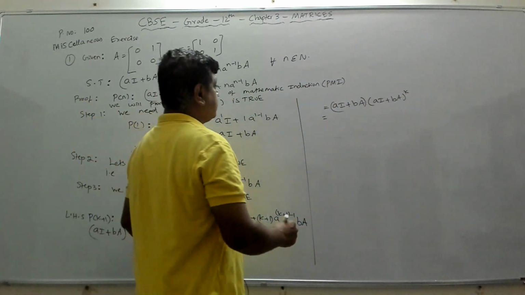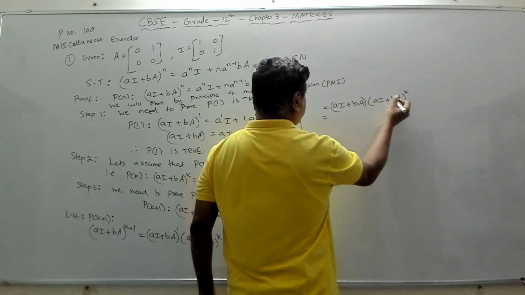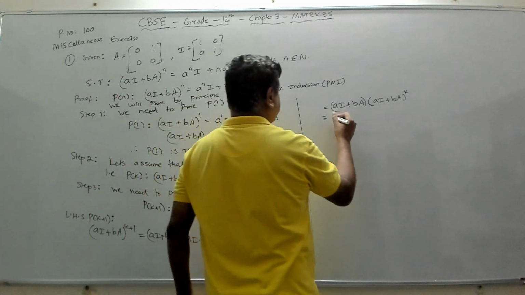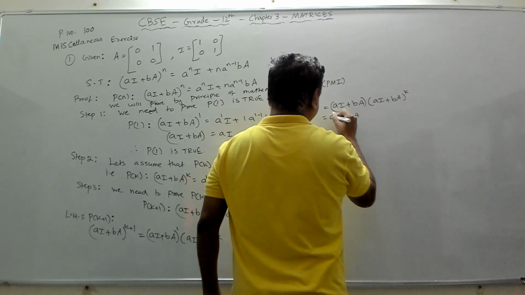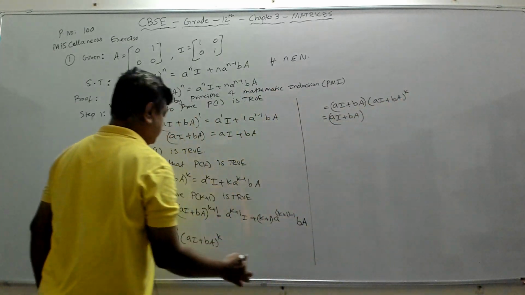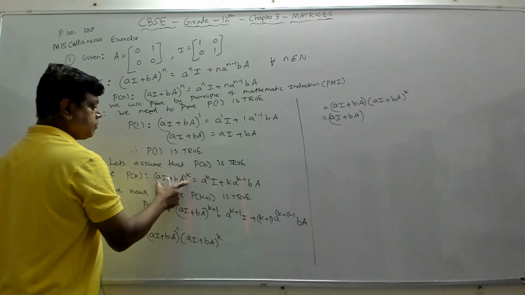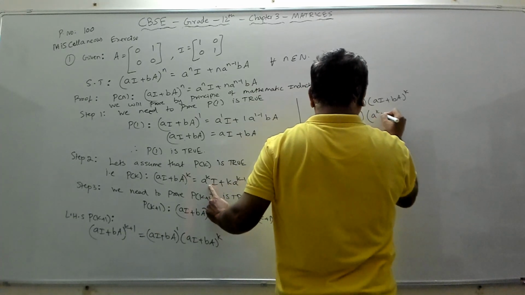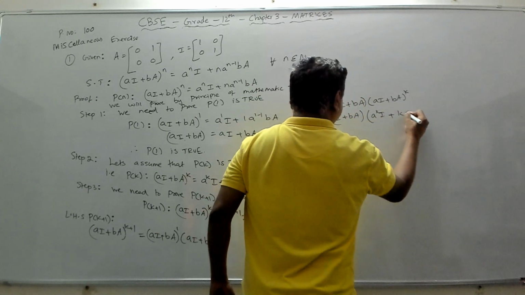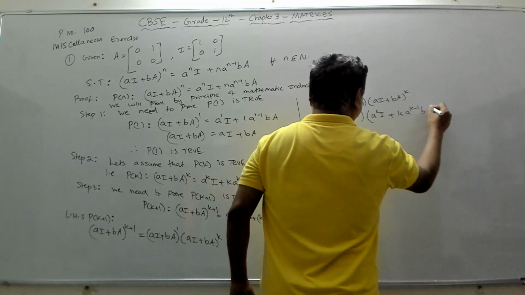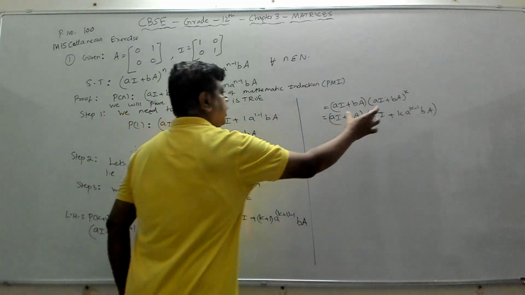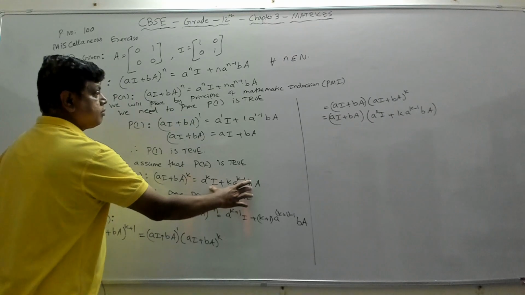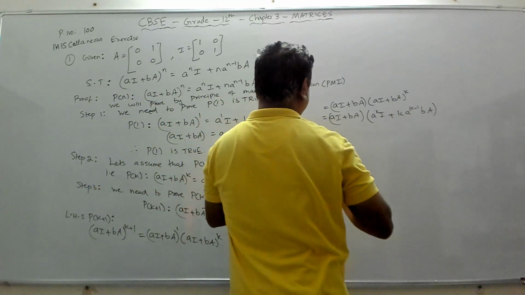Before multiplying these two, let's apply: what is (aI plus bA) power k? I can put this. So this will become (aI plus bA) into the value of (aI plus bA) power k. We'll substitute this in the place of this. So I am going to write it here: a power k I plus k a power (k minus 1) bA. So instead of (aI plus bA) whole power k, I am writing this because (aI plus bA) power k is equal to this.